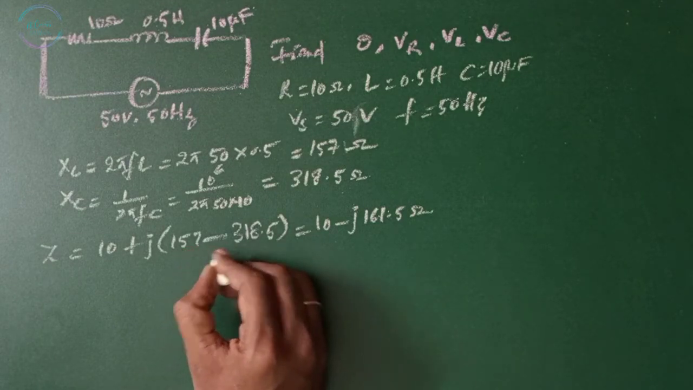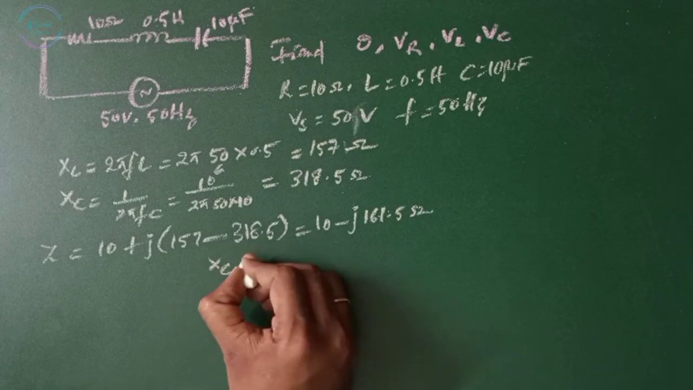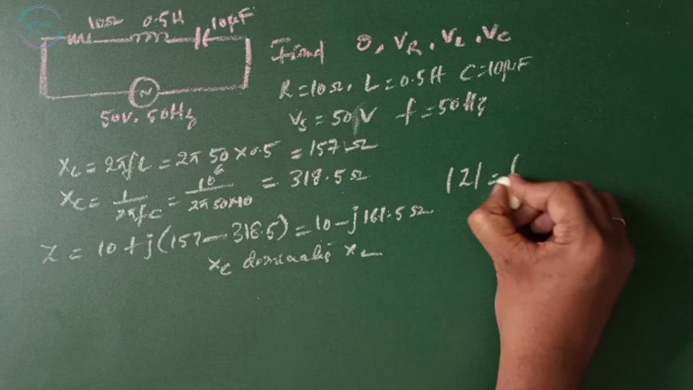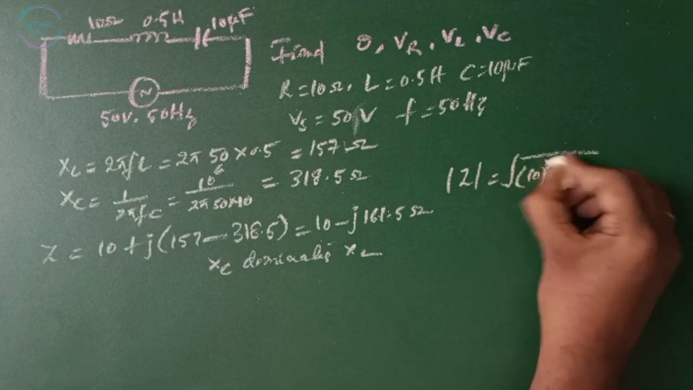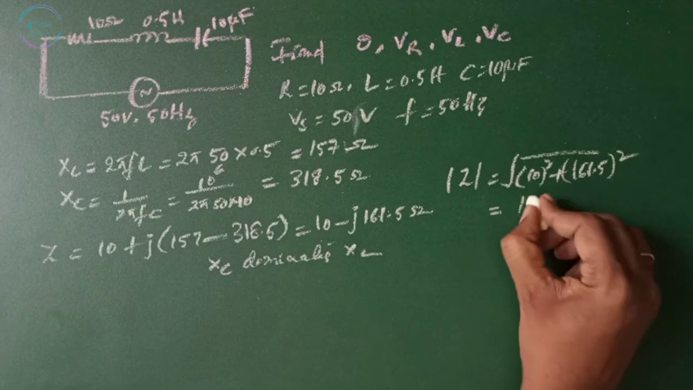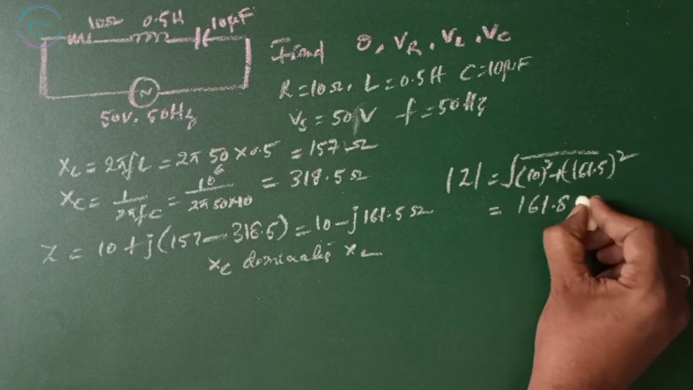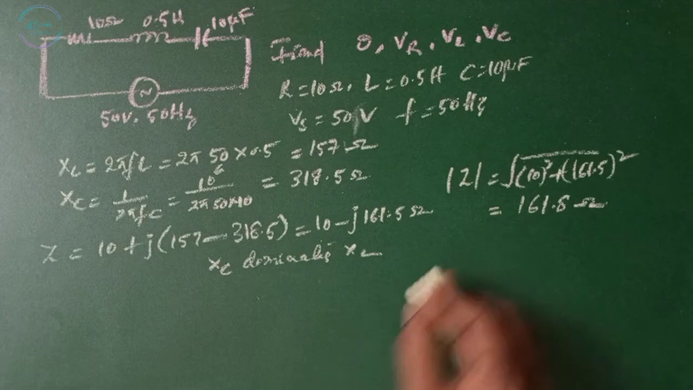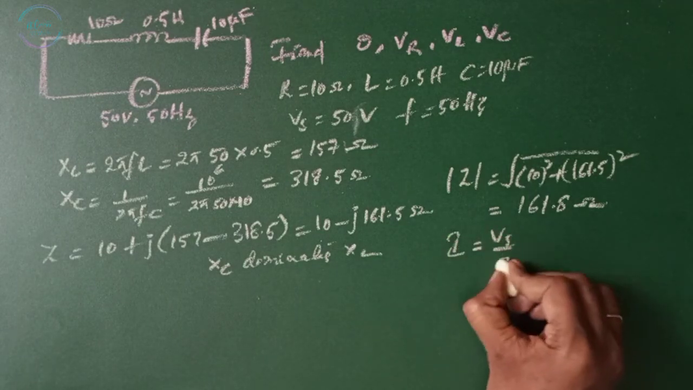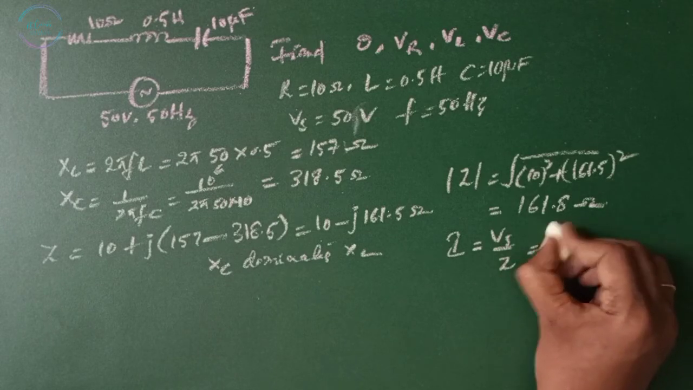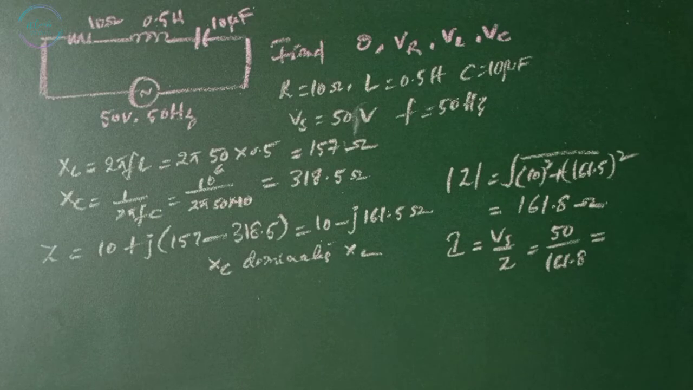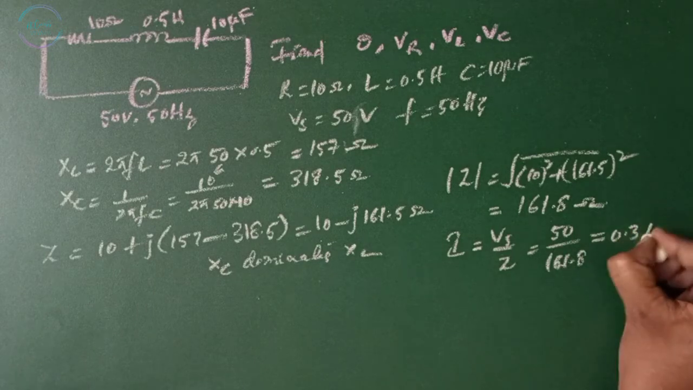So capacitive reactance, that is XC, dominates XL. Z magnitude is equal to square root of 10 square plus 161.5 whole square, which equals 161.8 ohms. Now the current I is given by Vs divided by Z. Then Vs is 50 volts divided by Z is 161.8 ohms. That equals 0.3 amps.